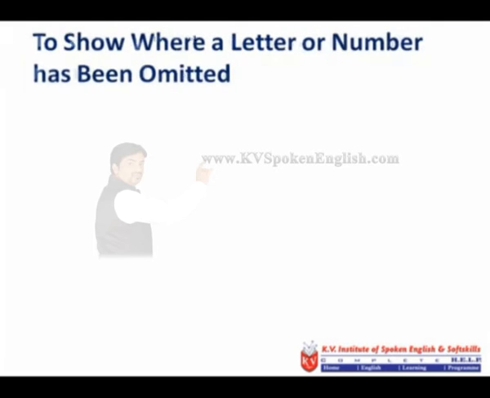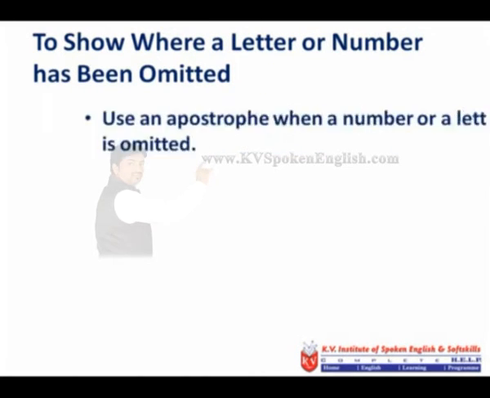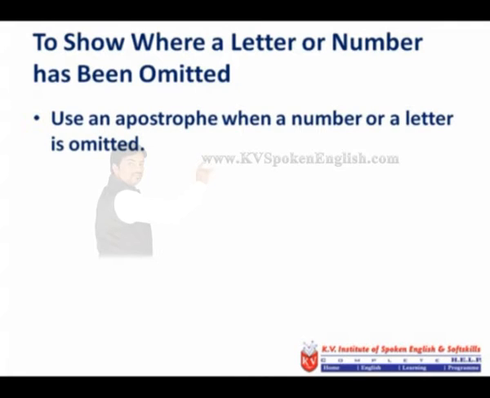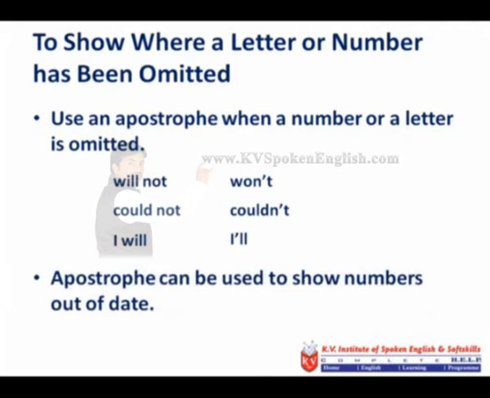And the third way where you can use an apostrophe is to show where a letter or number has been omitted. In words like will not, you'd be using won't, could not, couldn't, I will, I'll. An apostrophe can also be used to show numbers out of date. For instance, the 80s, 90s, etc.